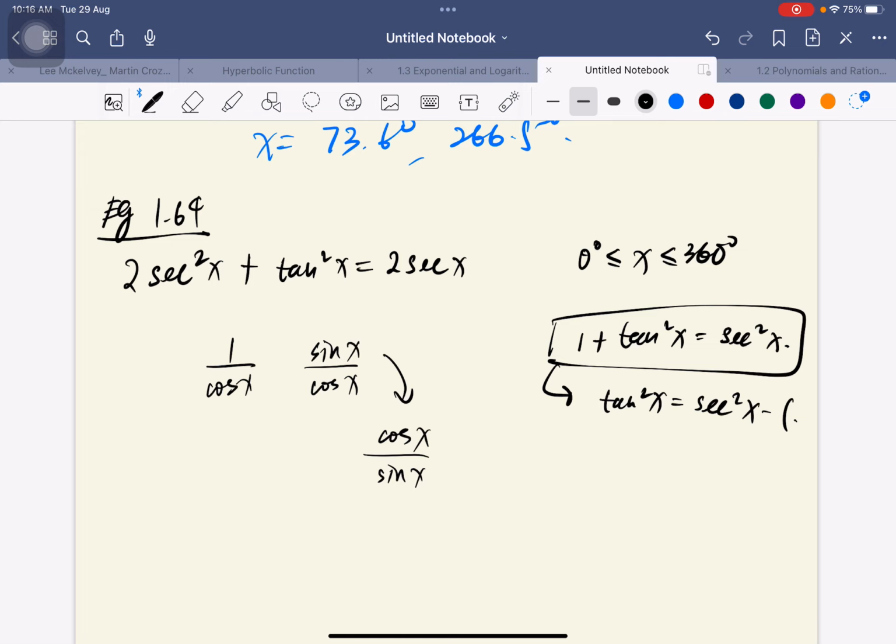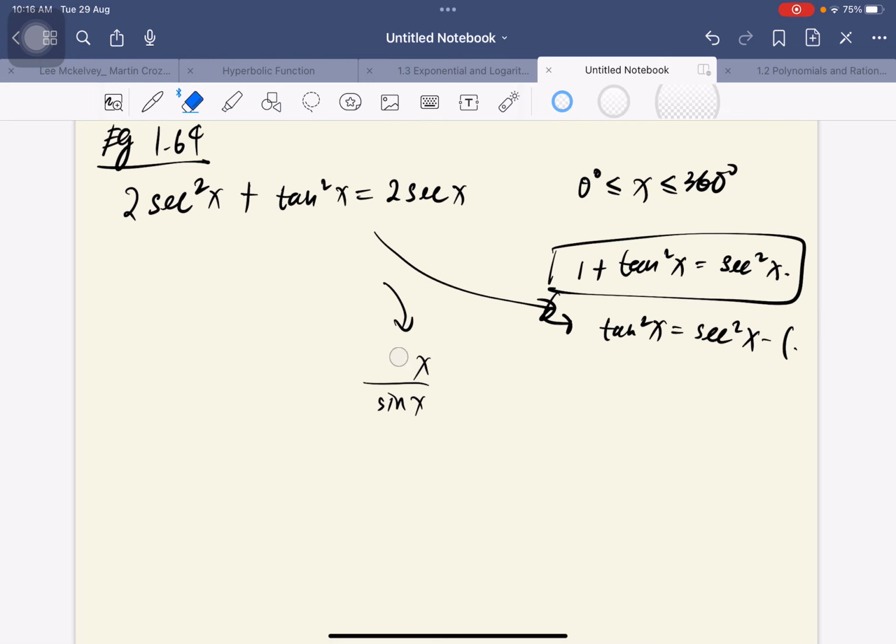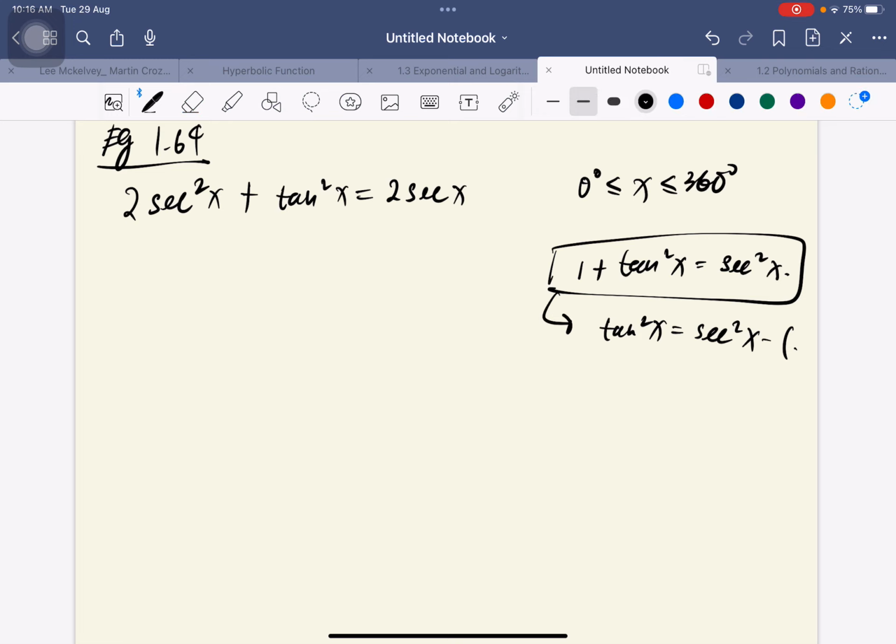But in this case we're not going to change things into sine and cos, because I see that tangent squared can be replaced by using this identity. So everything is in terms of secant now, which is simpler, because there's just one term for us to solve, which is easier. So let's try to substitute it with this identity.